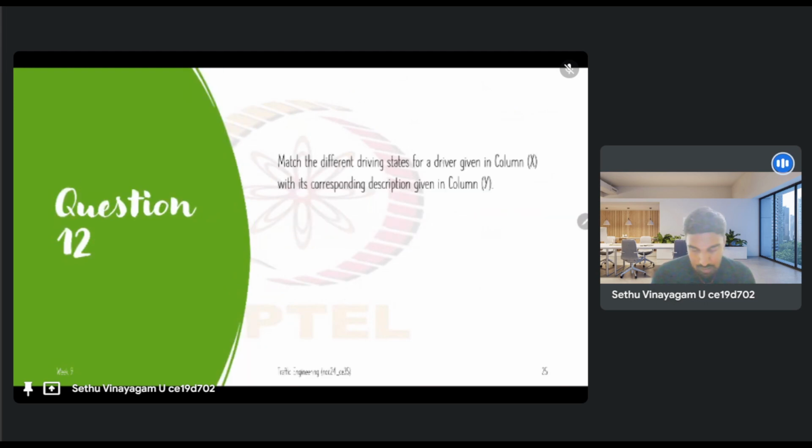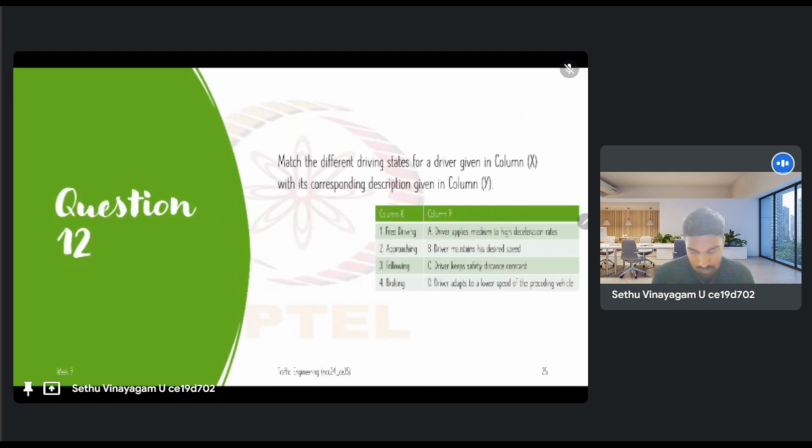Then question number 12. Here we are given different driving states. This is from the Wiedemann model. We have free driving, approaching, following, and braking. And then we have the descriptions corresponding to those driving regions, so we have to match them correctly.